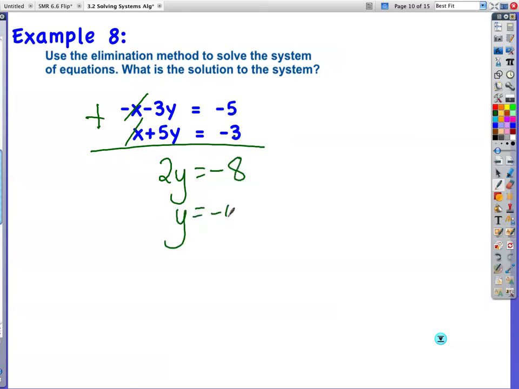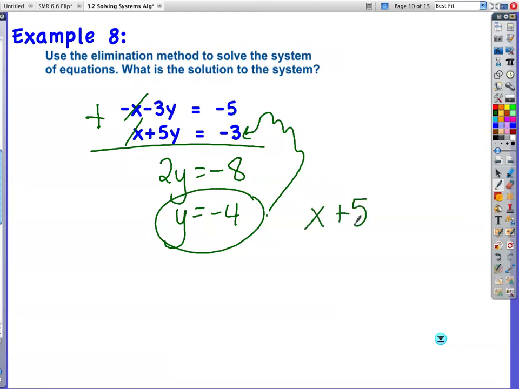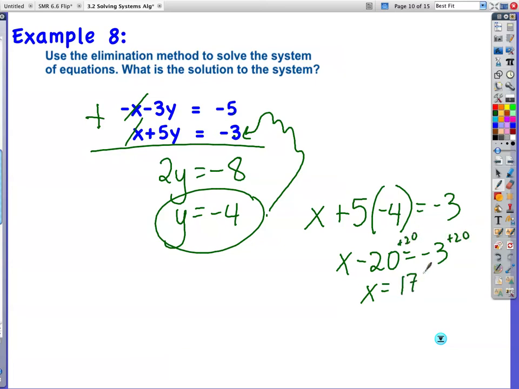So y is -4. Now I have to go back to one of these equations and put it in. It does not matter which one, but I'm going to go for the second one. So I have x plus 5y, my y value is -4, is equal to -3. So x minus 20 is equal to -3. X is equal to, when I add 20 to both sides, I get a 17. So my intersection, if I were to graph this, or the solution to this system, is 17, -4, because I put the x before the y.